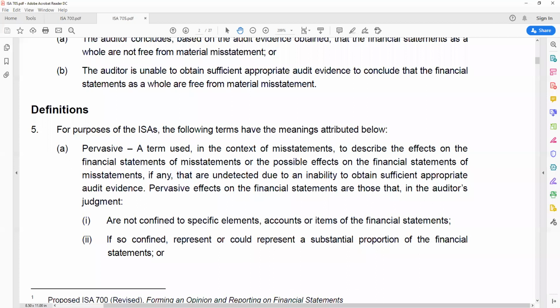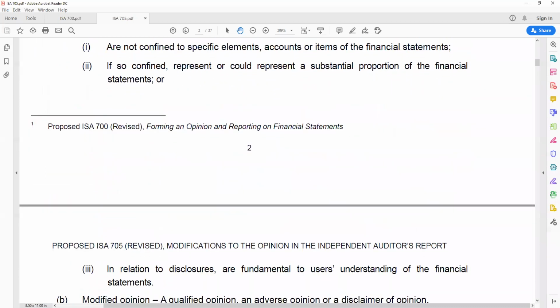That's what we mean by pervasiveness. Hope that's clear. What do we mean by pervasive? That's very clear.